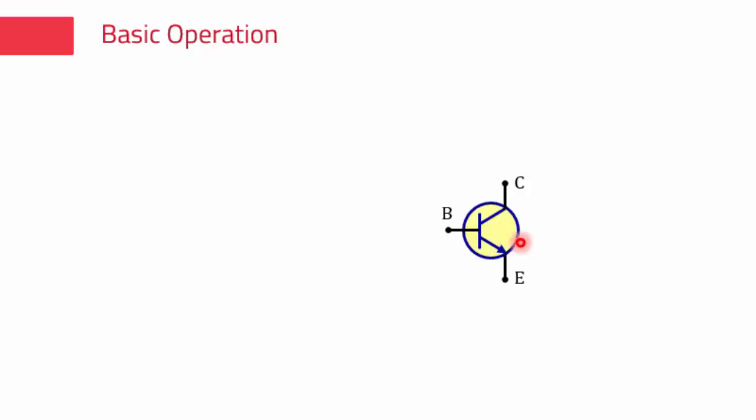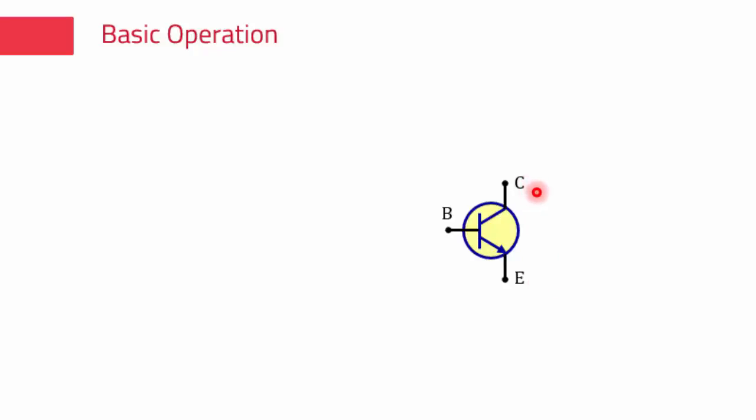From the direction of the outward arrow, we can tell this is an NPN transistor. The lead connecting to this short bar is labeled as base B. The lead connecting to this arrow is labeled as emitter E. The last lead is labeled as collector C.